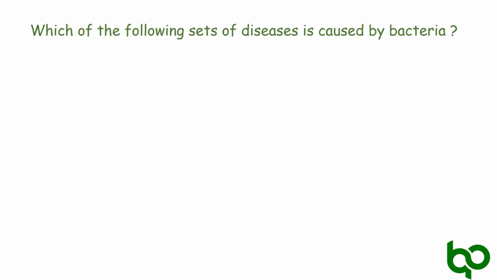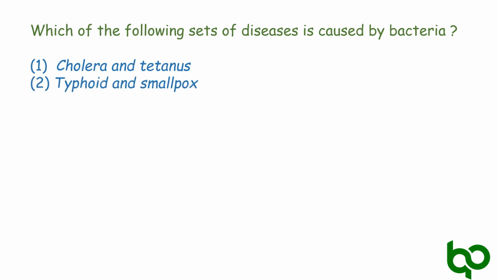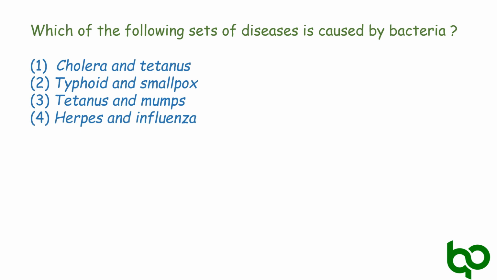Now we'll go for the next question. Which of the following sets of disease is caused by bacteria? Option 1 cholera and tetanus, option 2 typhoid and smallpox, option 3 tetanus and mumps, option 4 herpes and influenza. Here the answer will be option 1, cholera and tetanus, because in option 2 smallpox is a viral disease not caused by bacteria, in option 3 mumps is a viral disease not caused by bacteria, and in option 4 influenza is a viral disease which is caused by the flu virus.